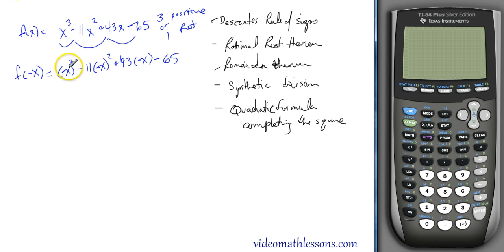Now we learned about odd powers: you get the sign you start with. So negative x cubed is negative x cubed. Then the even power is positive, so I'll have negative 11x squared. Then a negative times that gives negative 43x, and negative 65. Now we look for the sign changes. They're all negative, so there are no sign changes. So I know there are 0 negative roots. So I'm going to have 3 or 1 positive roots, and there are definitely no negative roots. That's Descartes' rule.